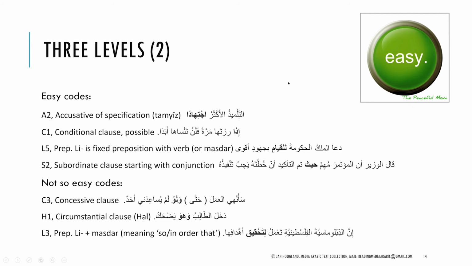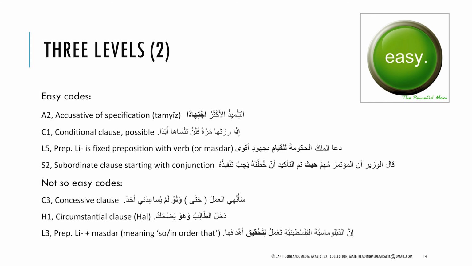I will now quickly present to you a few examples on these 3 different levels. So the easy codes, like A2, the accusative of specification, the tamyiz accusative, التلميذ الأكثر اجتهادا. Again, I assume you have studied grammar, so this should not be new or strange to you. C1, conditional clause, the possible conditional clause. إذا زرتها مرة فلن تنساها أبدا. If you visit her once, you will never forget her. L5, the preposition li is a fixed preposition with a verb or a masdar. دعا الملك الحكومة للقيام بجهود أقوى. دعا li, to call upon someone to do something. S2 is a subordinate clause starting with a conjunction. Can be li anna. Here I've chosen an example with haythu.